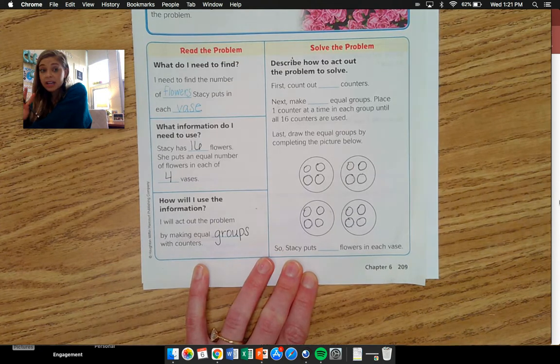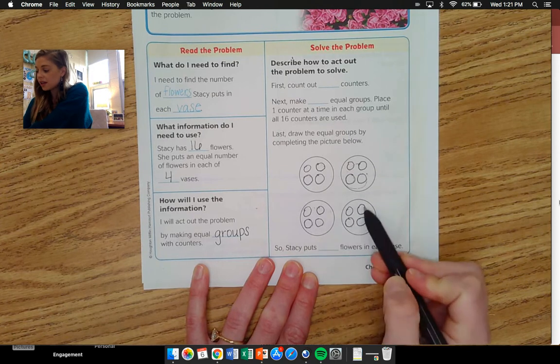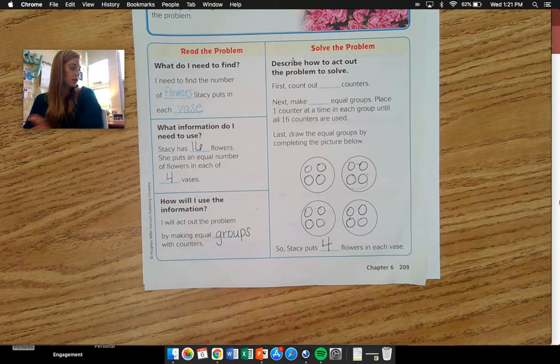There's 4 in each vase, right? There's 4 in here, 4 here, 4 here, and 4 here. So there's 4 flowers in each vase. Perfect.